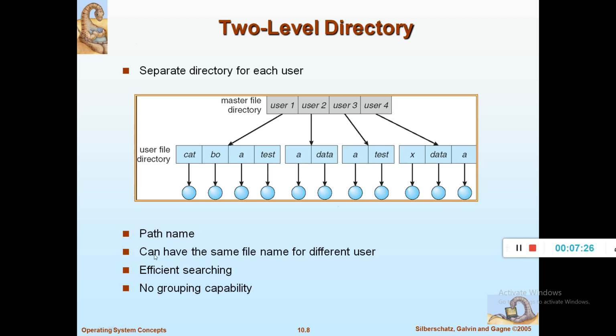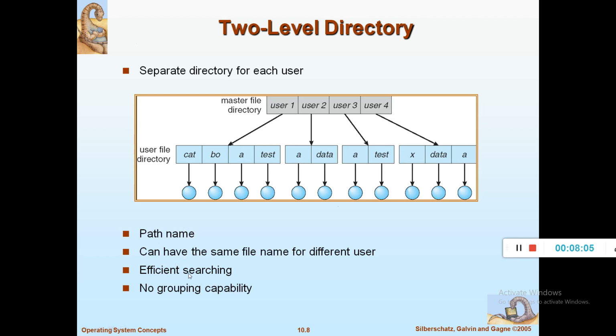Another advantage of this two level directory structure is that we can have the same file name for different users. For example, in the diagram here, we have maintained a for user 1, a for user 2, a is also there for user 3, and a is also for user 4. Even if the content is different, we can give the same file name. One more advantage: even if the content is the same, you can give different file names. So the naming problem is avoided using the two level directory structure.